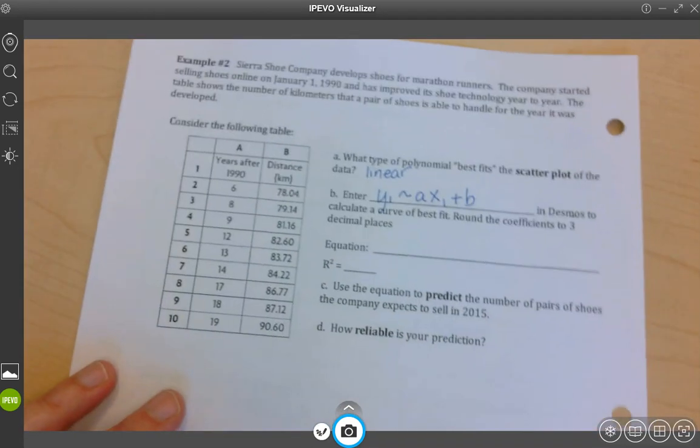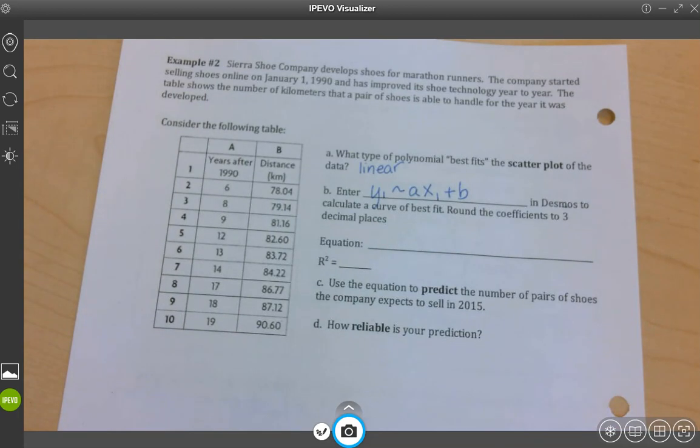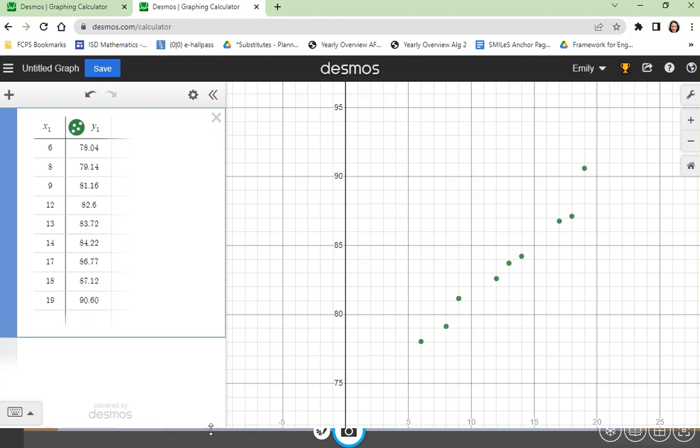Okay? All right, so I'm going to put that back in my Desmos. If you haven't done it yet, now's the time. Below your table, type it in.